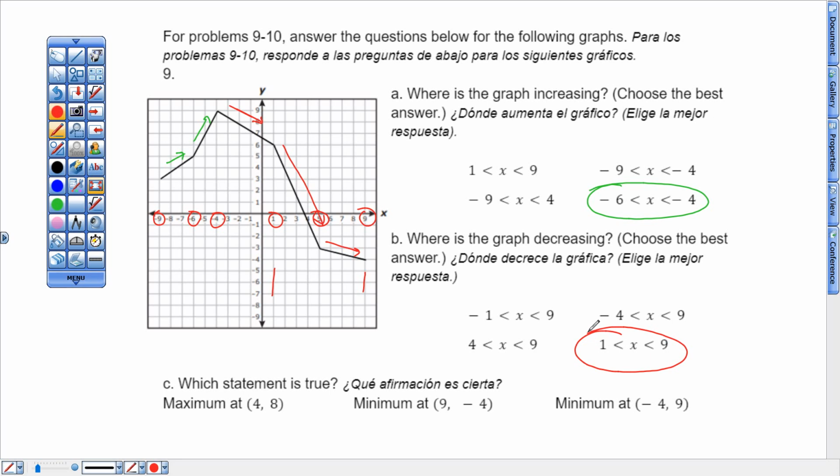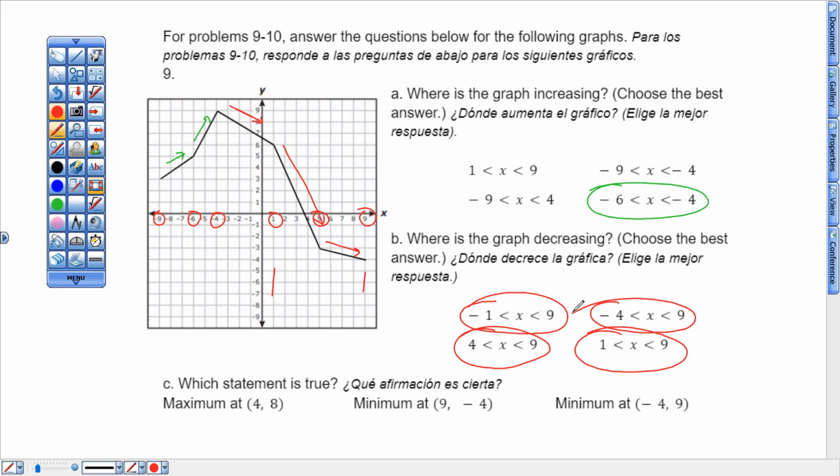From 4 to 9, it's also going downhill. From -1 to 9, it's going downhill. From -4 to 9, it's going downhill. So it looks like all of those apply. I mean, they're all going downhill from that stretch, from -1 to 9.